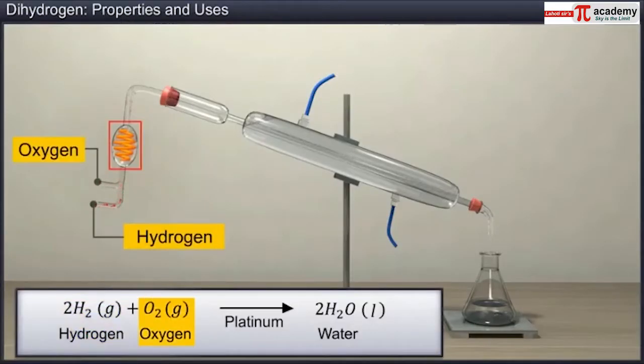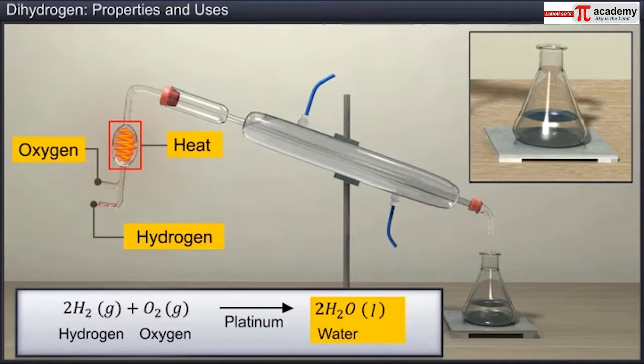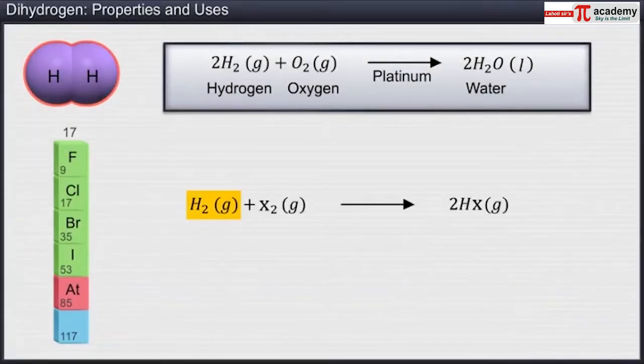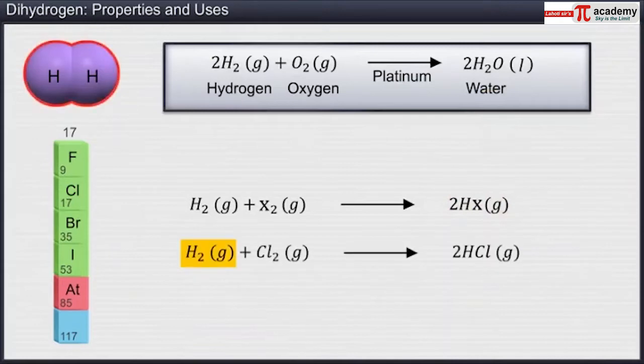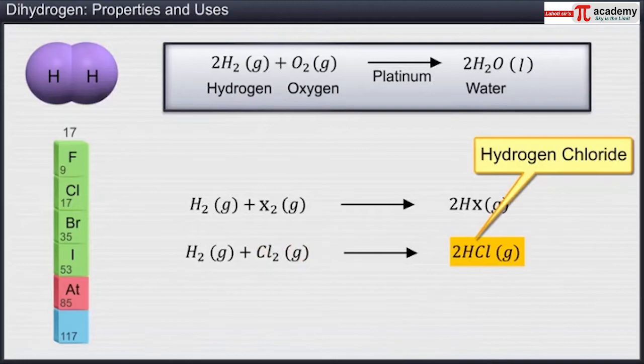Dihydrogen burns in oxygen at high temperature in the presence of platinum as a catalyst, forming water and releasing lots of energy. Dihydrogen combines with halogens to form hydrogen halides. For example, it combines with chlorine in the presence of sunlight to form hydrogen chloride.